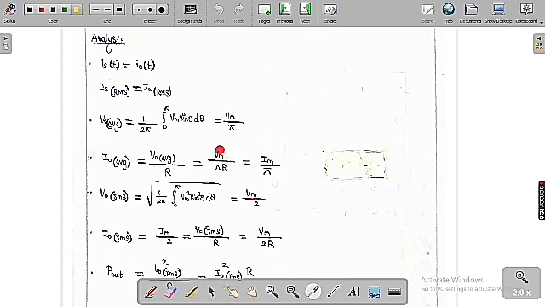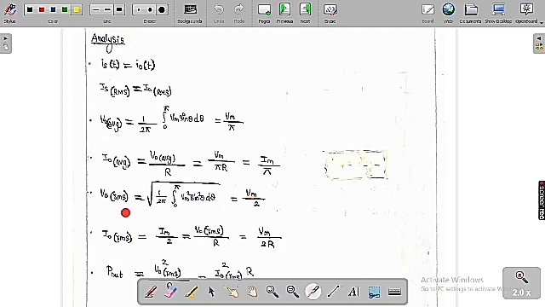As I have already told you, Vm by R is called the peak value of the current, which is Im. So Im by pi. So we can say that I naught average is equal to Im by pi, where Im is equal to Vm by R. And also I naught average is equal to V naught average by R. So these are the different formulas we are going to get.